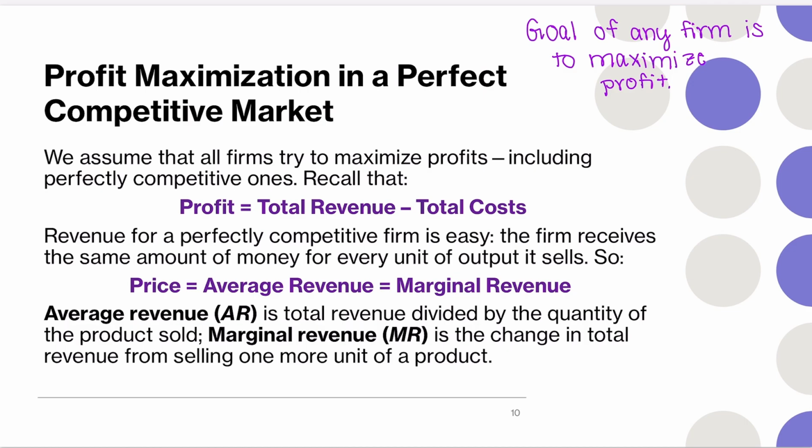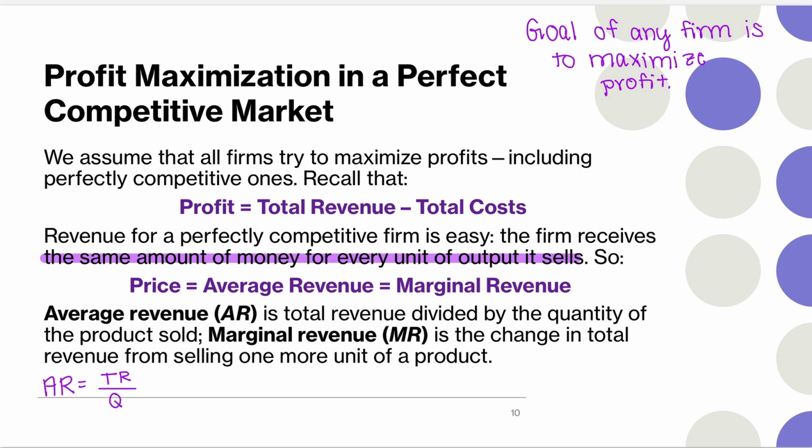For a perfectly competitive firm, revenue is incredibly easy because they are receiving the same amount of money for every unit of output that it sells. So the price is equal to our average revenue and it's equal to our marginal revenue. Average revenue is the total revenue divided by the quantity of the product sold. So total revenue divided by quantity.